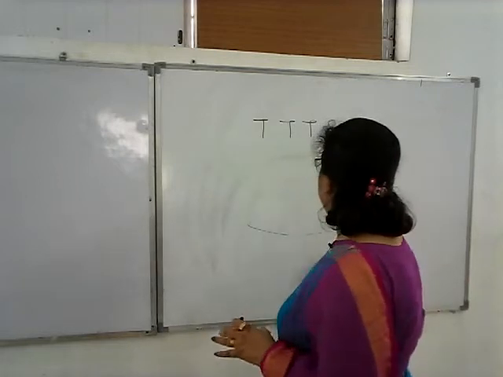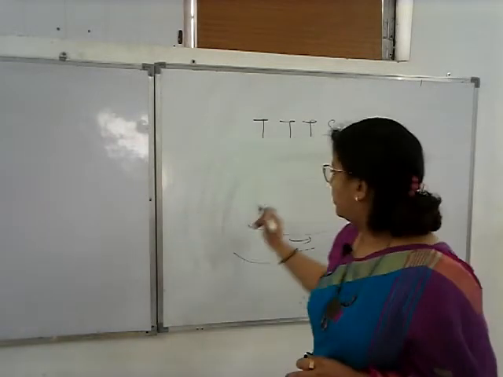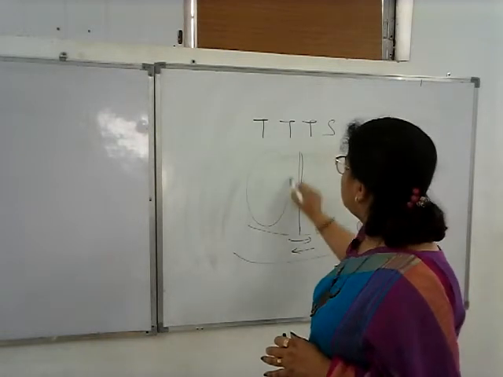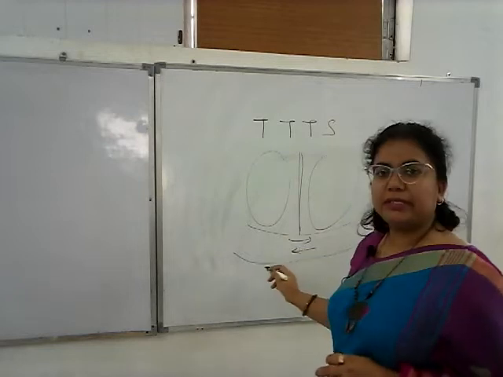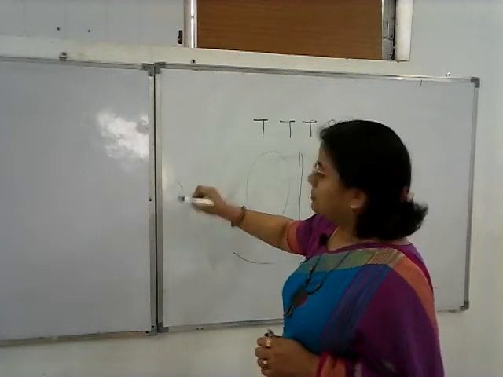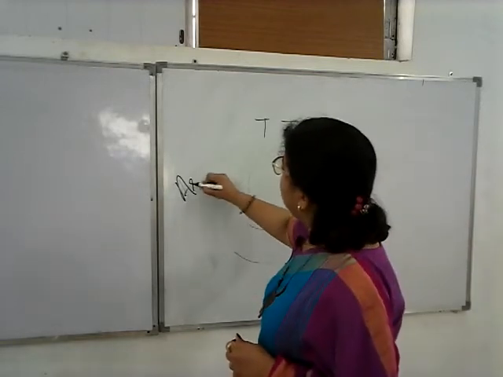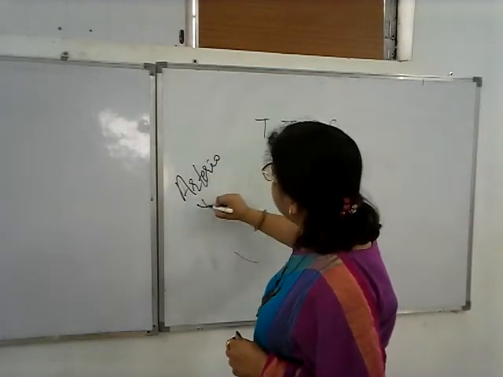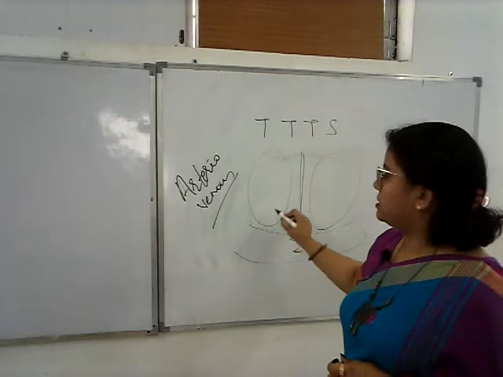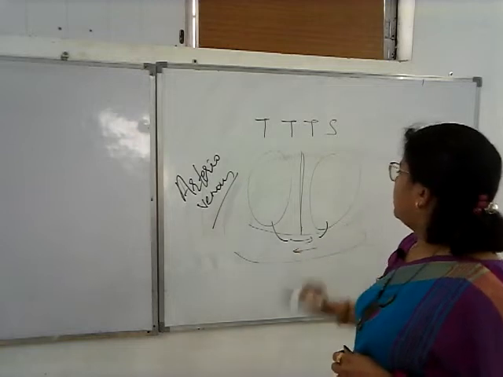When there is one placenta, there is communication in the placenta. This is the intertwin membrane, this is the placenta, this is one twin, this is another twin. So what happens here? There is a communication. Which kind of communication? There is an arteriovenous anastomosis. The artery in the placenta of one twin is communicating with the vein of another twin.